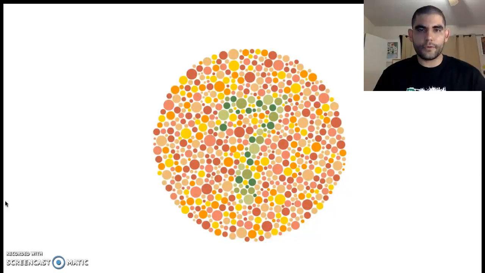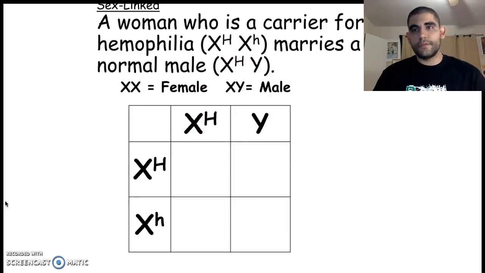Another example, number 7. Okay, so this is a question that talks about hemophilia. Hemophilia is a very rare disorder where people, whenever they get a cut or something like that, the blood cannot coagulate really well.